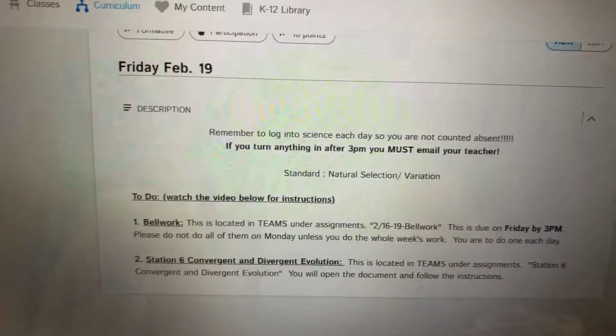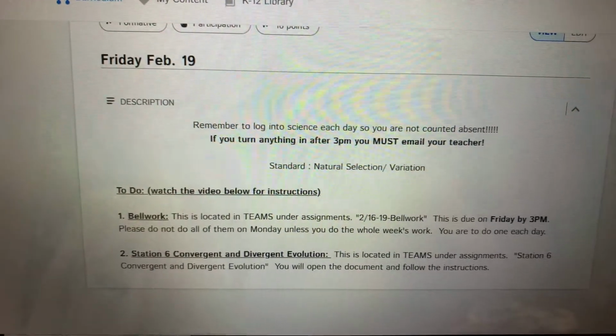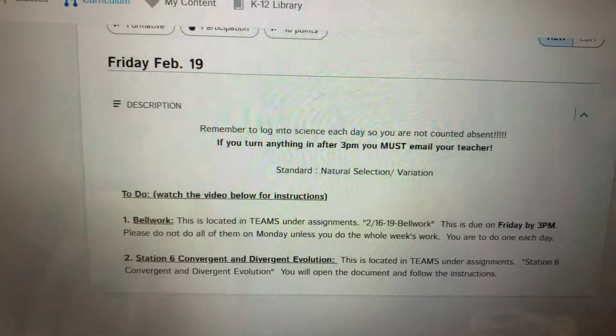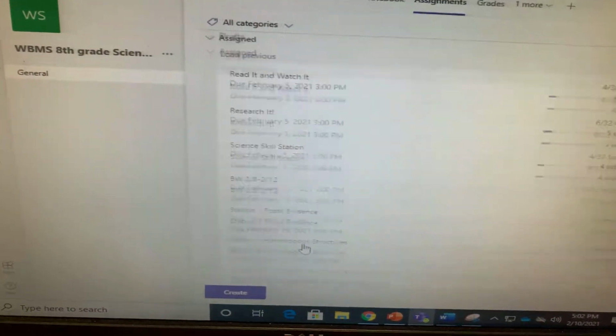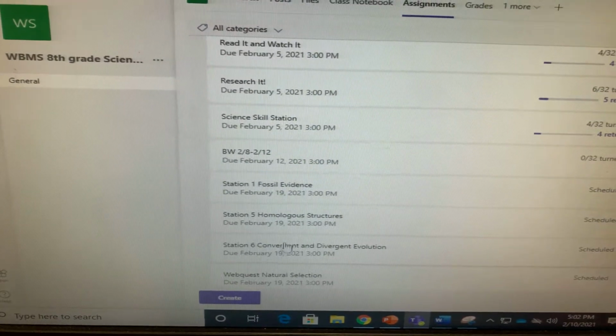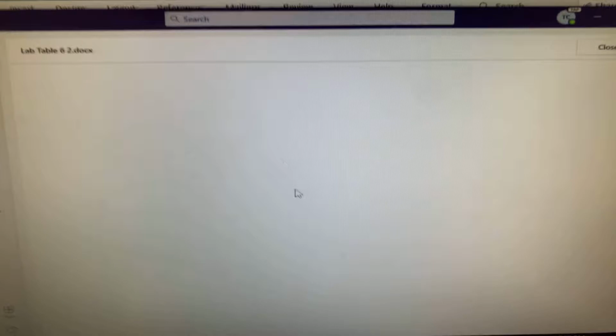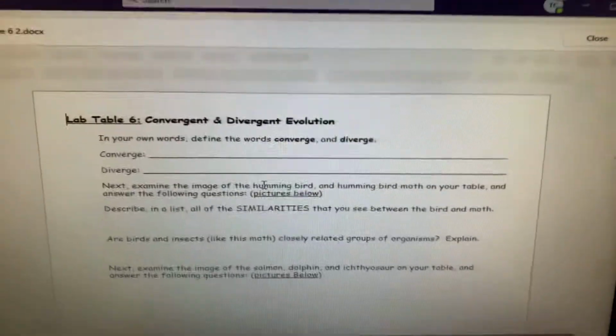Okay. Again, you're going to do bow work located in teams, and you're going to do station 6, convergent and divergent evolution. So you're going to go into your Teams account, right here, station 6. Again, open the document.